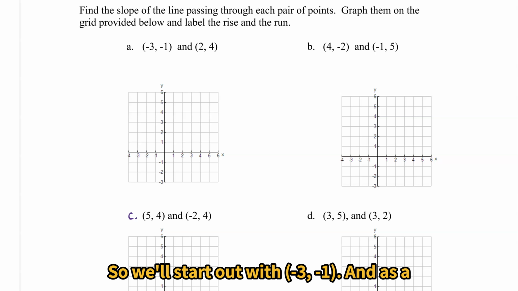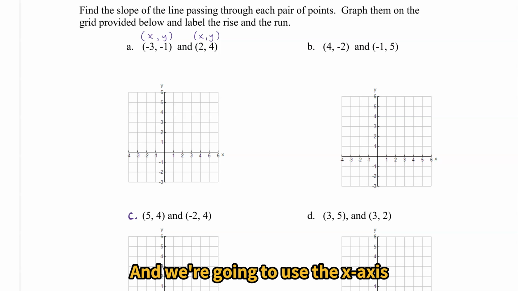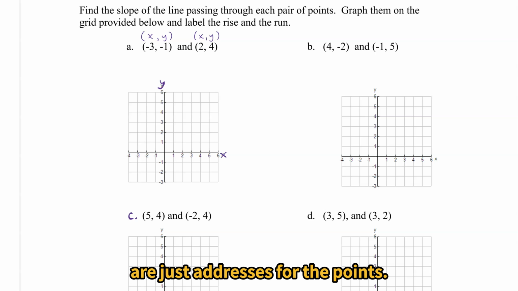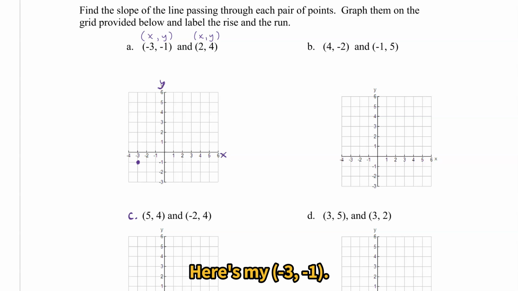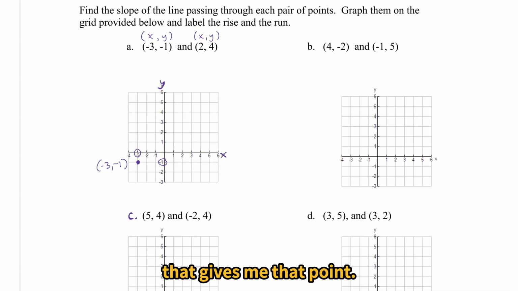So we'll start out with (-3, -1), and as a reminder, x comes first, y comes second, and we're going to use the x-axis, which is the horizontal, and the y-axis, which is the vertical. And these ordered pairs are just addresses for the points. So -3 on the x-axis, and -1 means we go down 1. So here's my (-3, -1). You see the -3 on the x-axis and the -1 on the y-axis. That gives me that point.